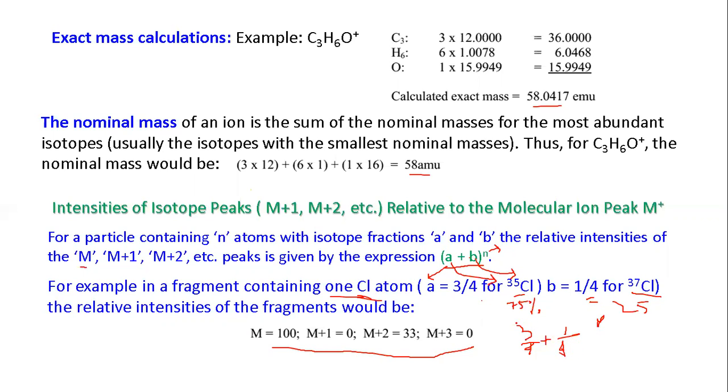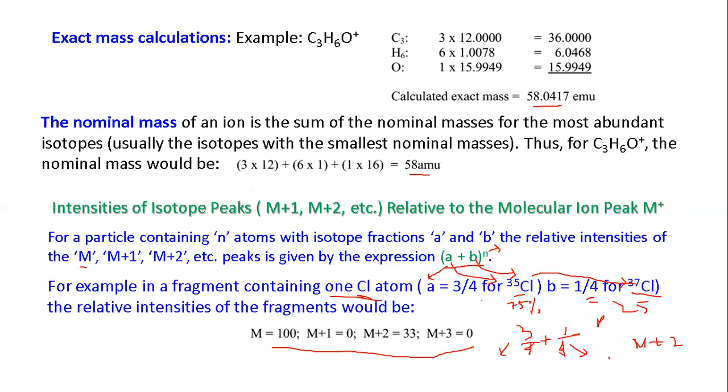Now 3 by 4 is coming from chlorine 35, so that will contribute M. This 1 by 4 is from 37. So 2 units are increased, 35 to 37, so that is M plus 2. That will be contributing to M plus 2. In this case, there is no M plus 1.